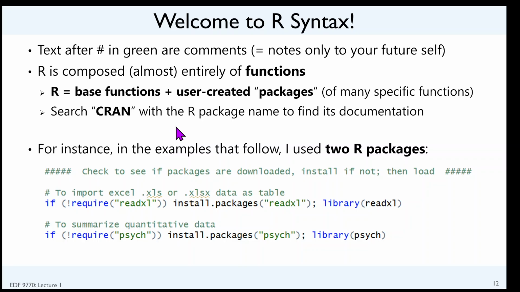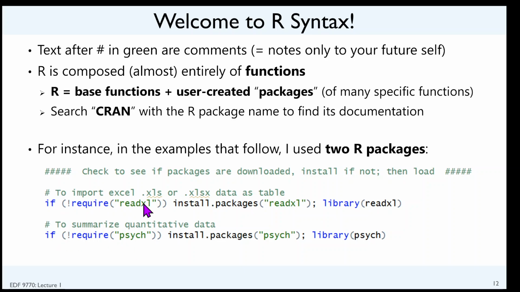So for example, this is code in R to download, install, and then load, meaning bring into active working memory, 2 different packages that we're going to use. One is called readxl. Can you guess what that does? Reads Excel files. The other is called psych, which stands for psychology, because the guy who wrote it, Bill Revelle, is a psychology professor at Northwestern, so he called it psych.